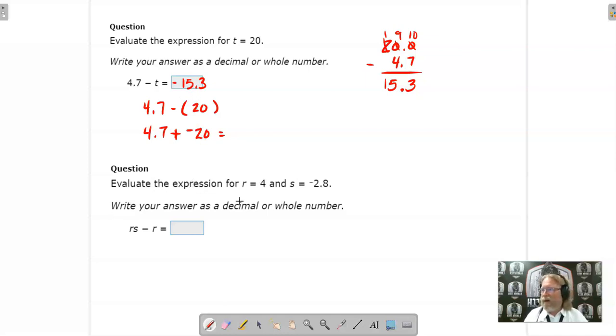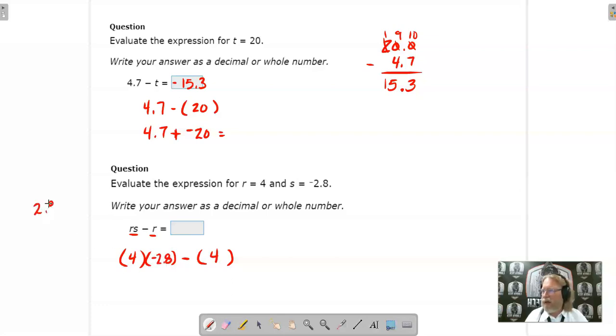All right, so evaluate the expression for r equals 4 and s equals negative 2.8. So this is r times s minus r. So let's write down something times something minus something. See, I'm using the parentheses to just rewrite it. Haven't even filled it in yet. So r is 4. I have an r there and an r there. And s is negative 2.8. Negative 2.8. So I need to multiply these two.